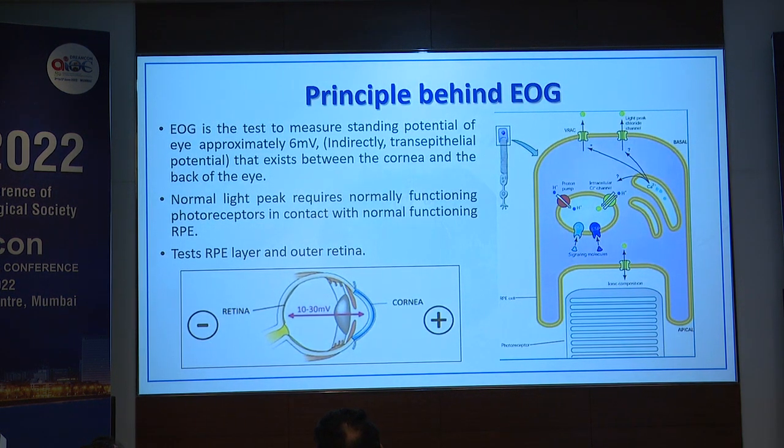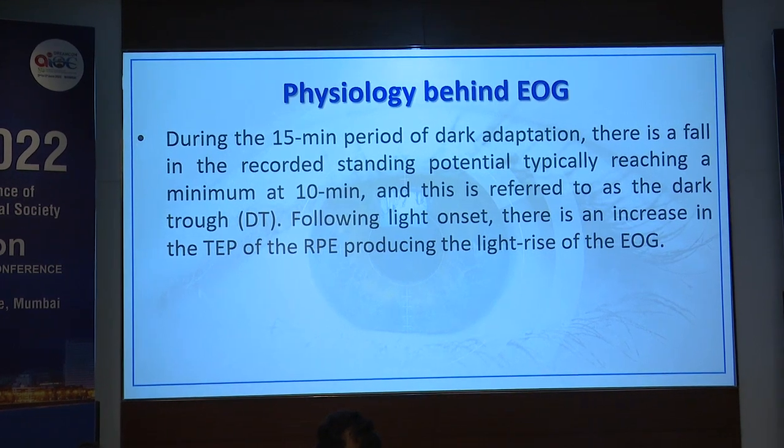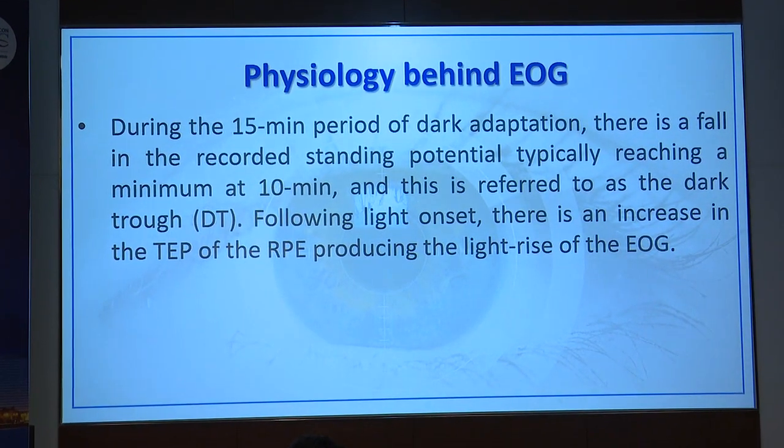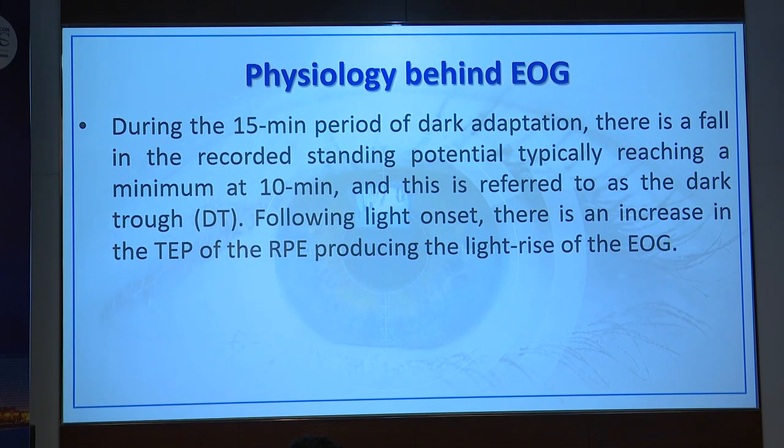This tests RPE layers and outer retina. What's the physiology behind EOG? First, the pre-test requirement is that we keep the patients in the normal room for 20 minutes. After that, we expose the patients to a 15 minute period of dark adaptation. There is a fall in the recorded standing potential, and it typically reaches a minimum at 10 to 12 minutes. This is referred to as a dark trough.